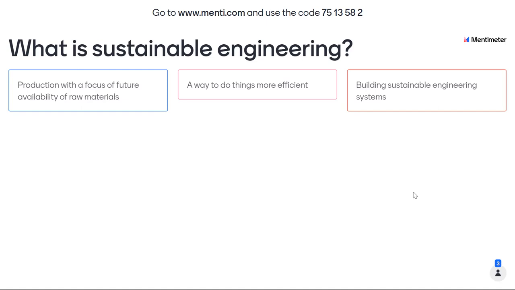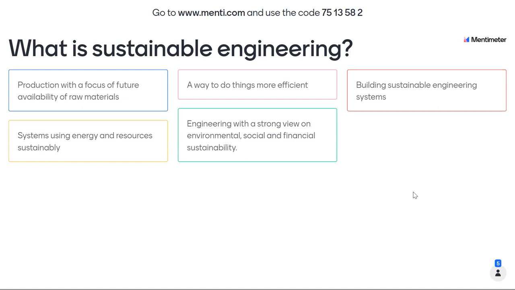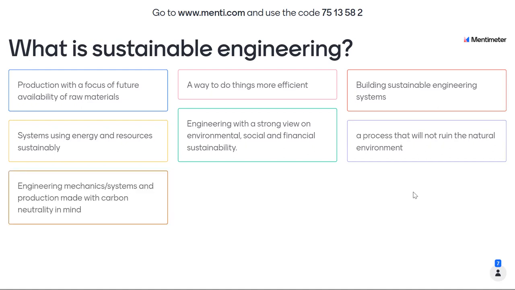Building sustainable engineering systems. Systems is very important because it makes the linkage between different aspects. So the nexus between different concepts or different technologies is also important. I like the word system. Systems using energy and resources sustainably, of course, goes in the same direction. Again, system analysis is an important part of sustainable engineering, where you simply look at the interaction between different sectors.